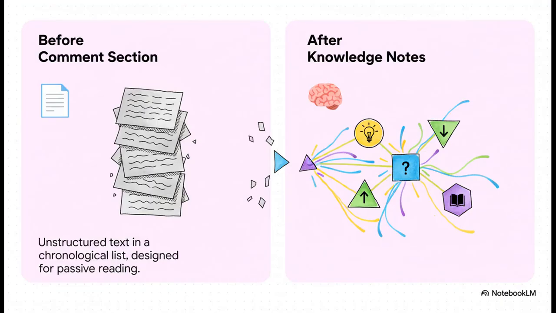This plugin completely flips the idea of a WordPress comment section on its head. So instead of just a simple chronological list of text, it introduces this concept of a knowledge note. Every single contribution is structured with a specific type, and instead of just being a passive comment that gets buried, it becomes an active piece of a living, breathing knowledge base.